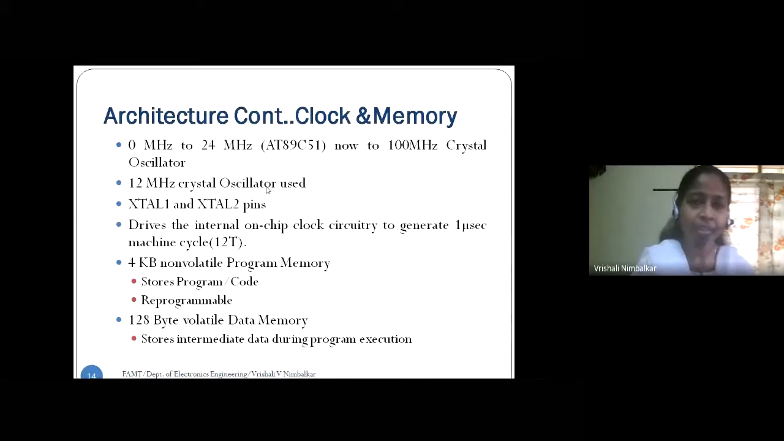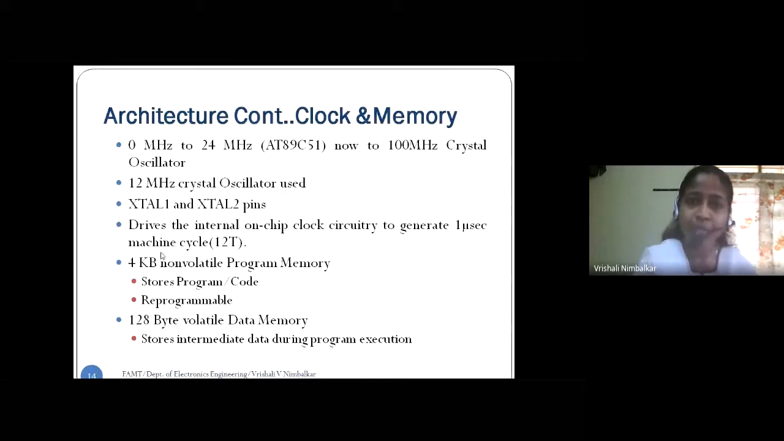And where do you connect this crystal oscillator? It is at those two pins, XTAL1 and XTAL2. These are pins 18 and 19 of the microcontroller. In between these two pins, you will be connecting the crystal oscillator. Correct? And what it does, it will drive the on-chip clock circuitry and will generate a square wave of 12 megahertz internally. Is that okay? And see, I have written here, with this 12 megahertz clock, we get the time period of the machine cycle of 1 microsecond.